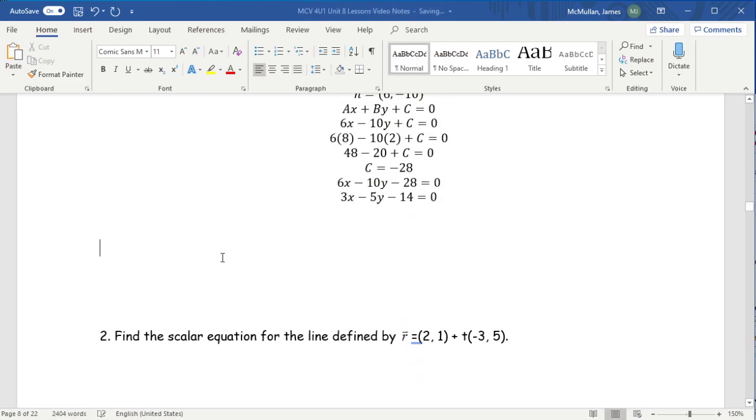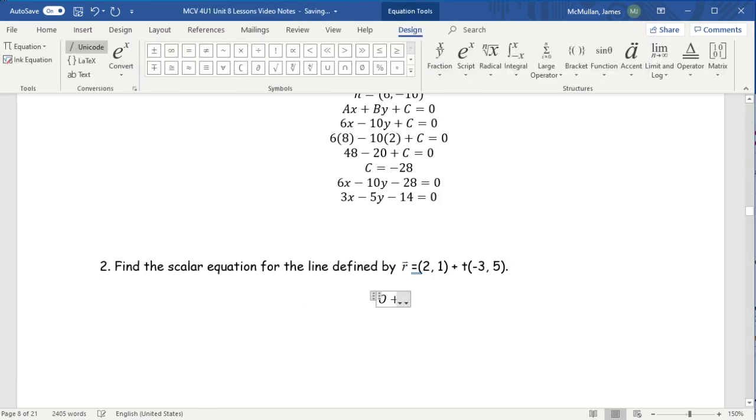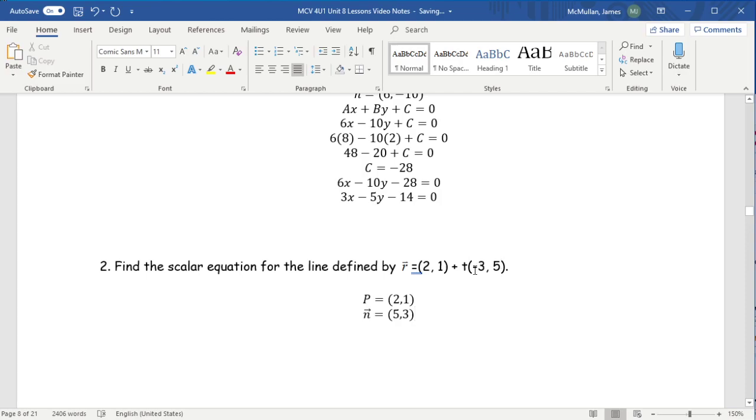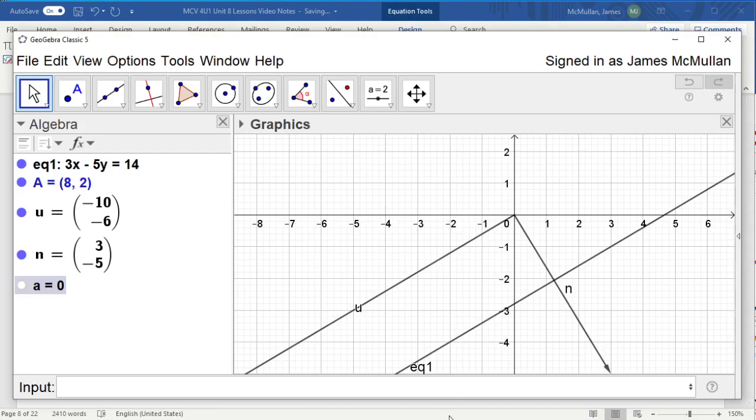Okay, find the scalar equation of the line defined by this vector. Okay, so again, consider that there's a point that we know. It must pass through 2, 1. Consider that the normal vector must be 5, 3, right? Swap x and y, and then make one of them negative. Since 3 was already negative, when you take the negative of that, it becomes positive, and you come up with this equation, 5x plus 3y plus c equals 0. 5 times 2 plus 3 times 1 plus c equals 0, and therefore c is equal to negative 13. So 5x plus 3y minus 13 equals 0. Quickly draw that.